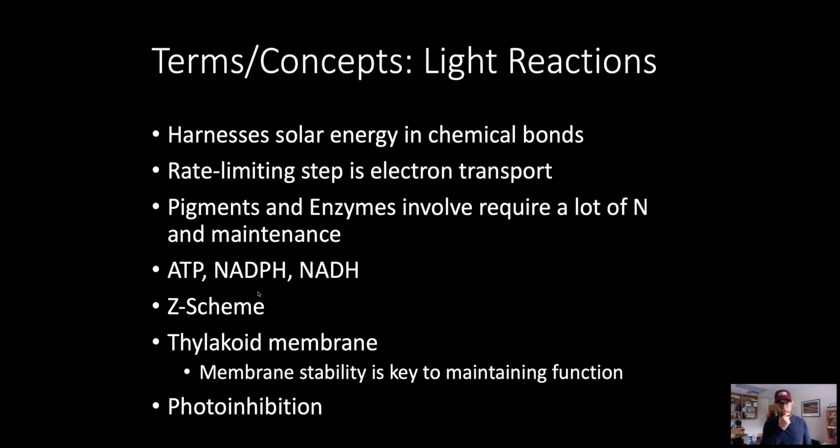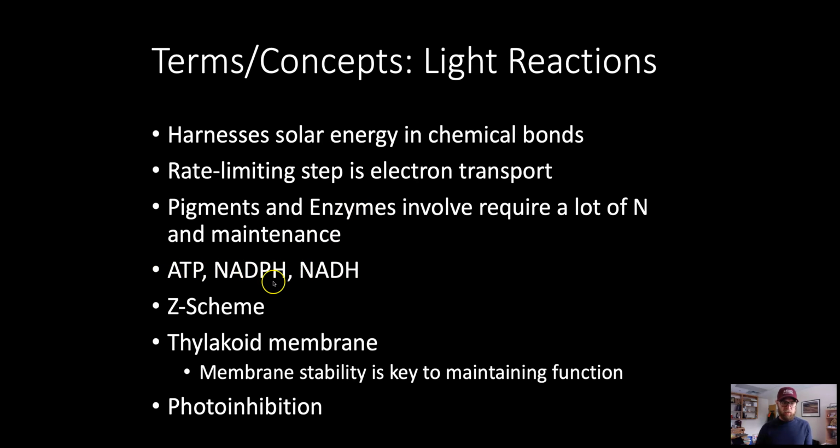All right, so just a few things that I want you to keep in mind. Light reactions are harnessing the solar energy into those chemical bonds, which is ATP, NADPH, NADH. The rate limiting step is the electron transport, not the pigments harnessing the light, but passing those electrons off is the slowest part of this process. Pigments and enzymes involved require a lot of nitrogen and maintenance. And so when we were talking about carbon budgets and maintenance being part of that, maintaining these enzymes is fairly expensive for plants.